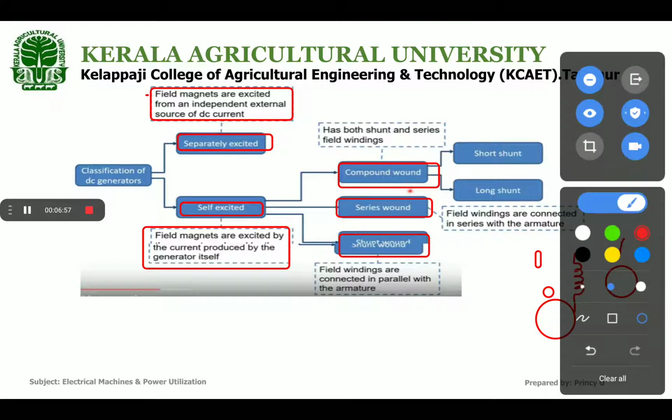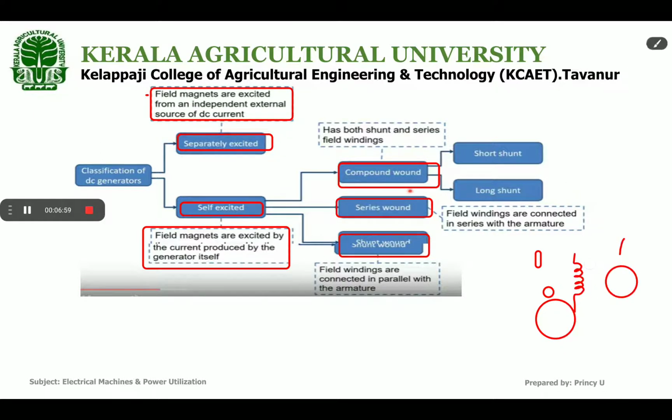We know that the armature is a cylinder, and the brushes are connected to the commutator segment. So the electrical symbol of the armature is like this. And the field winding is represented like this.